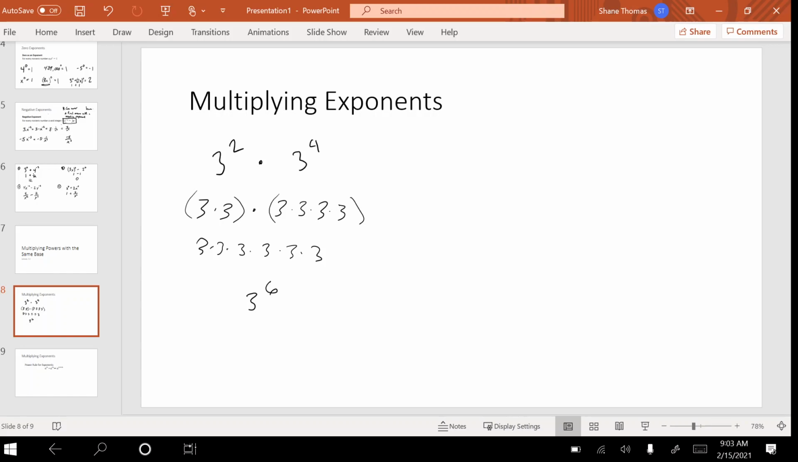So this one here, 3 to the 2nd is 2 3's, right? 3 to the 4th is 4 3's. What is 2 times 4? Sorry, 2 plus 4. 6. How many 3's do I have here? 6. 3 times itself 6 times is just 3 to the 6th, right?